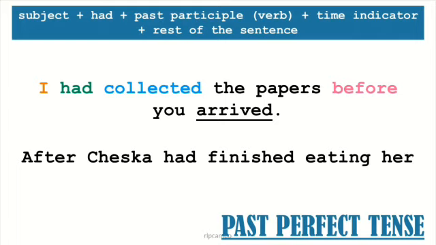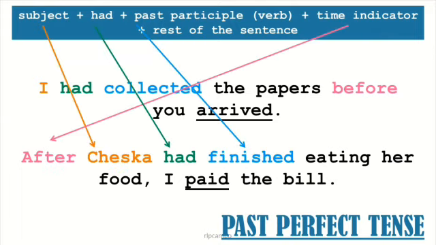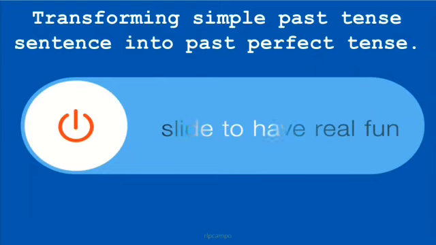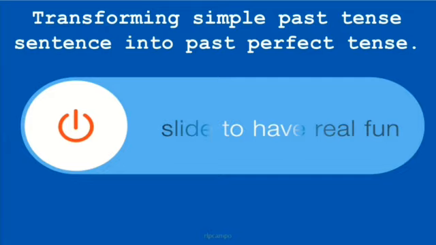After Cheska had finished eating her food, I paid the bill. Again, observe the arrows. In this example, the first completed action is had finished, and the second is paid. This activity is about transforming simple past tense sentences into past perfect tense so that you will be aware of their differences in terms of construction.